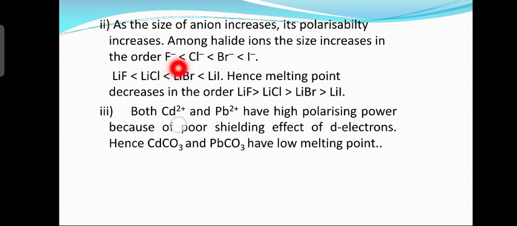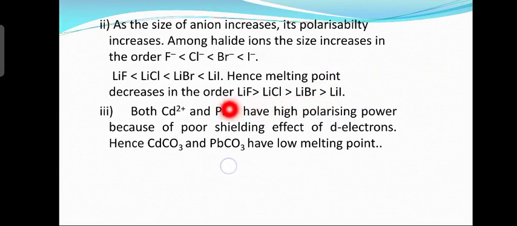If you consider negative ions, iodide has the highest size. So the order is lithium fluoride, lithium chloride, lithium bromide, lithium iodide. Hence melting point decreases in the order: the melting point of lithium fluoride is highest, next comes lithium chloride, next lithium bromide, then lithium iodide. So lithium iodide has the most covalent character.